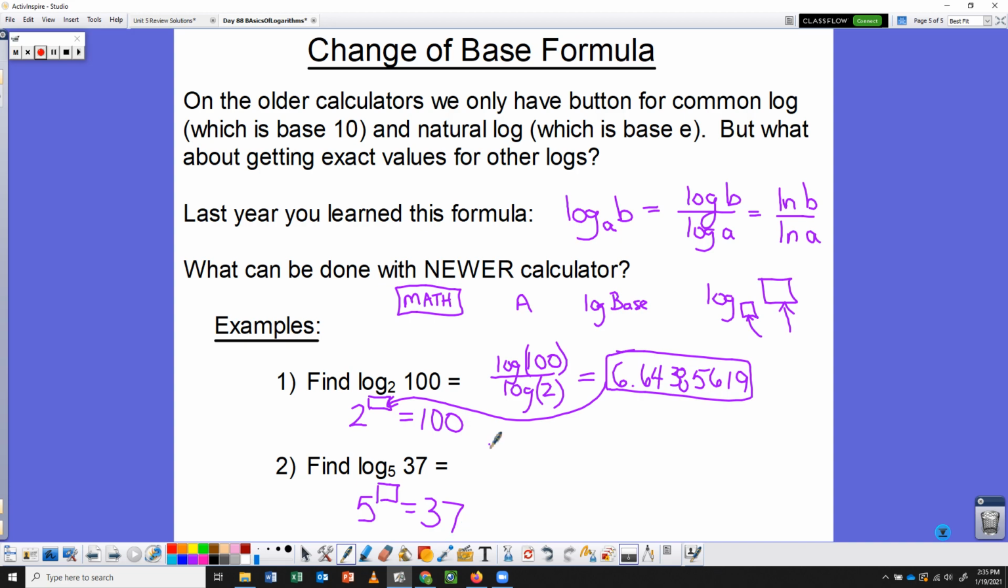So if you want to do the change of base formula, you would take the common log of 37 and divide it by the common log of 5. Or you could use natural log of 37 and divide it by the natural log of 5. Either way, it would produce the same answer. And let's see what that does turn out to be. 2.243589445. And that's exactly where I was expecting that answer to be, somewhere in between 2 and 3, closer to 2.